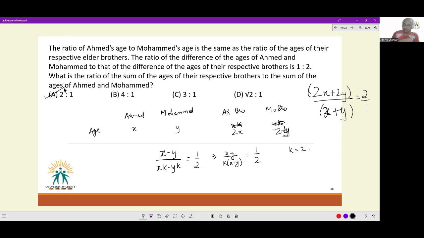Here you can also utilize the fancy terms of componendo, dividendo, invertendo, whatever. But as long as you follow the language trail appropriately, you should be able to arrive at your answer.